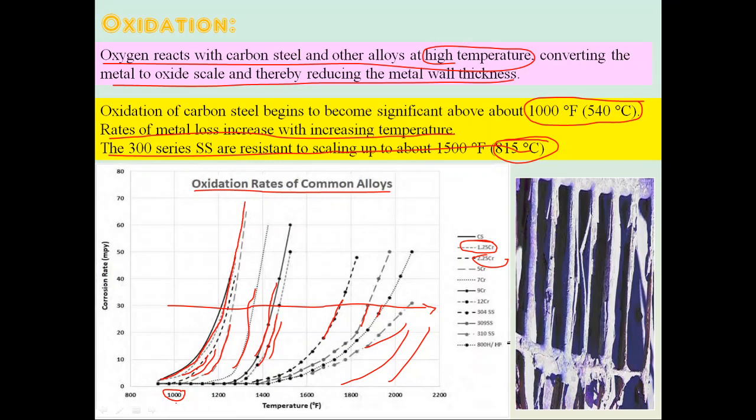Here you can see in photographs as well, this is the oxidation of carbon steel, which got scaled up and further got ruptured. So this is basic oxidation, where oxygen is directly reacting with the steel or low alloy steels.